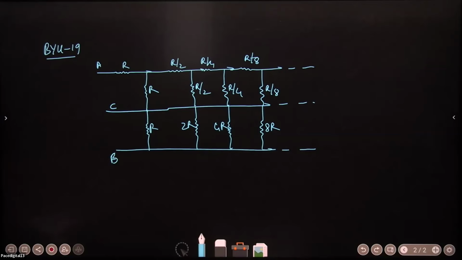This banana. Hmm? R into root 2 plus half. Yeah. Root 2 plus half.